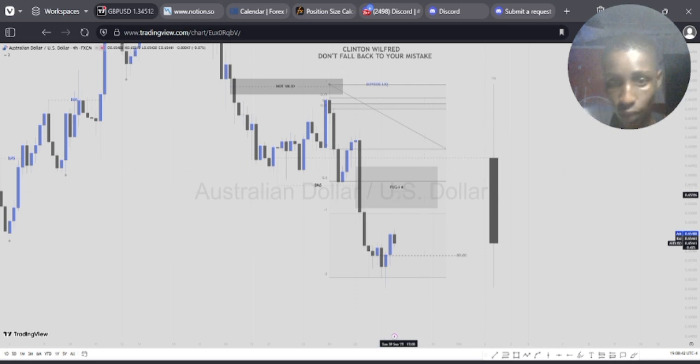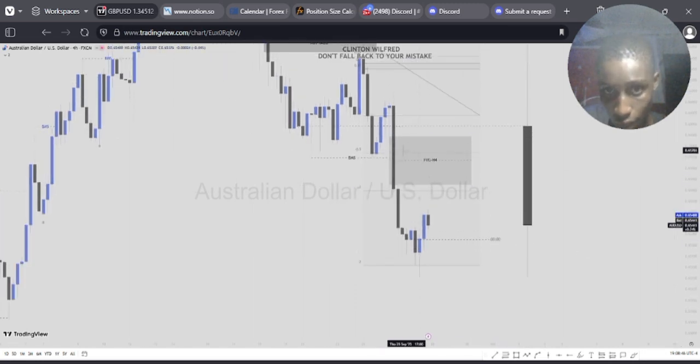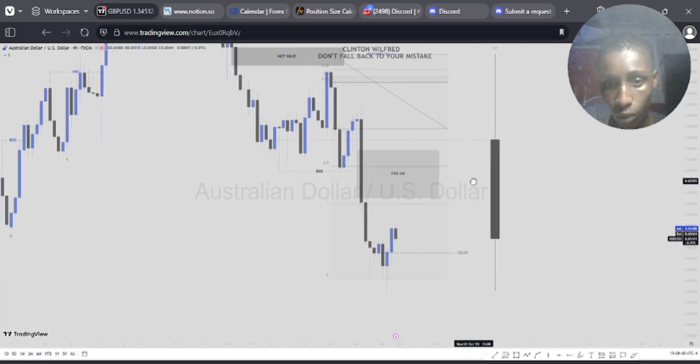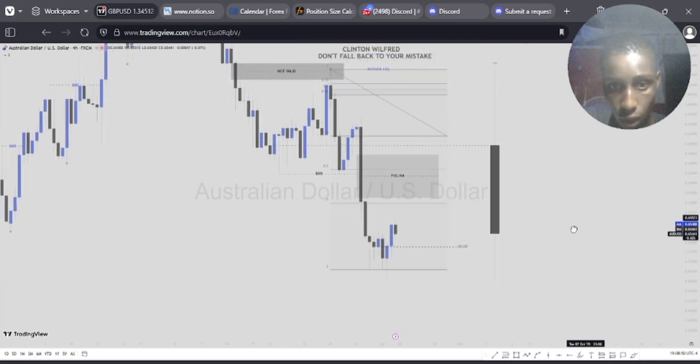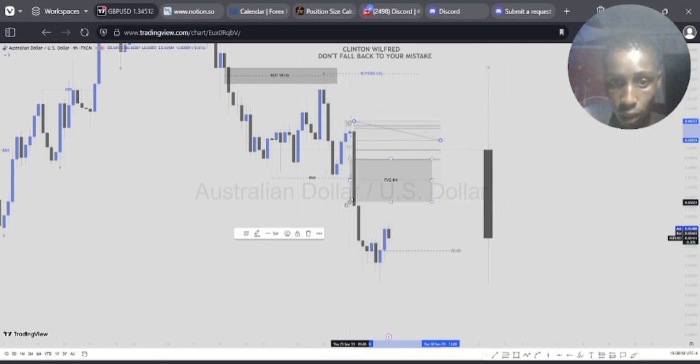So this FVG is a very valid FVG because we have the midpoint of that range. We have the midpoint of this range and the FVG. We can also plot our fib at this supporting swing. We have the supporting swing right there.